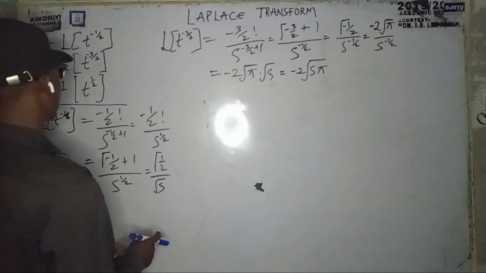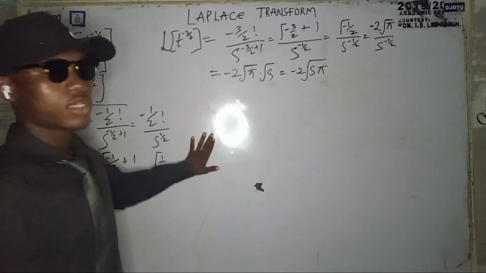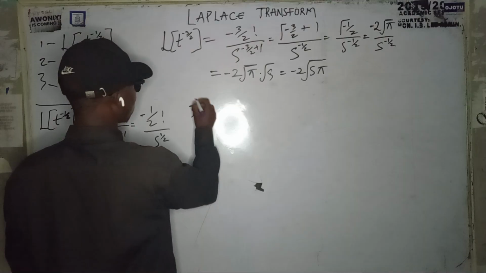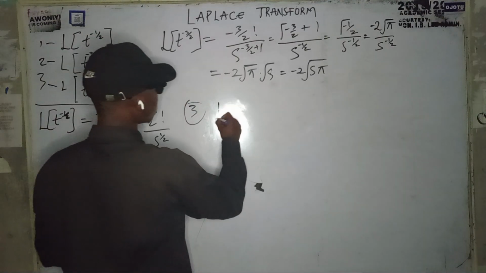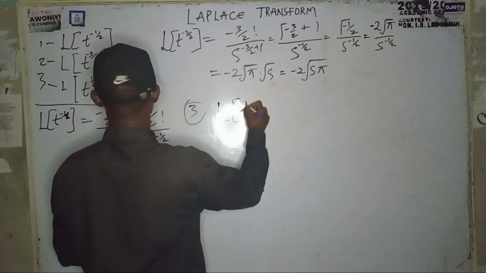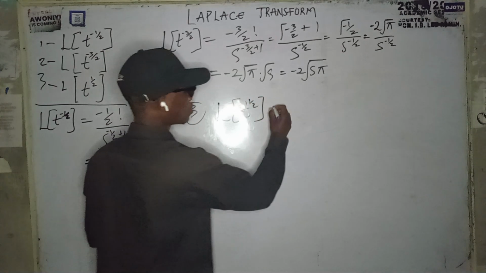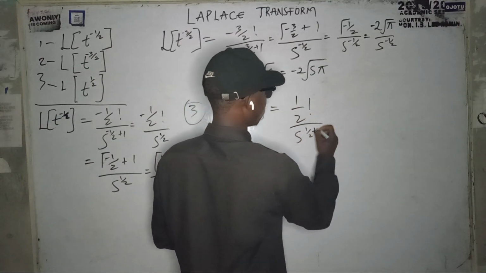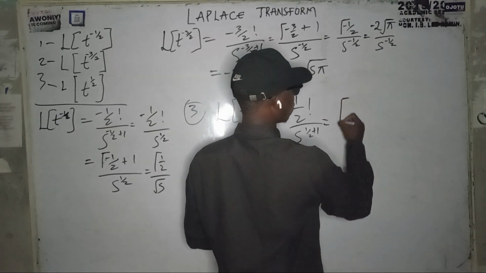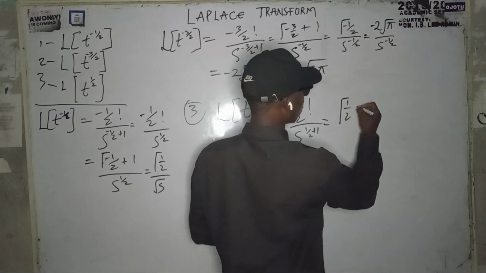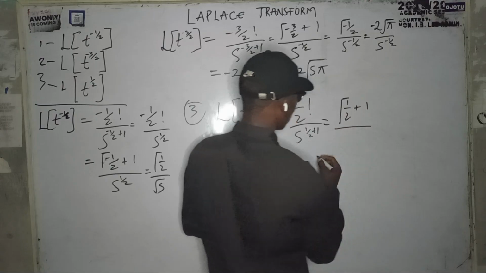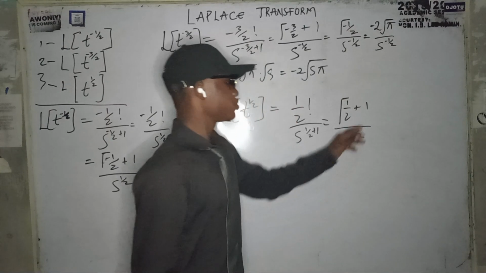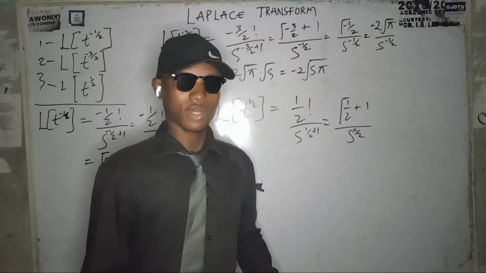And so we move on to our number 3 here, which is going to have another pattern. Our number 3 here is the Laplace transform of t raised to power 1 over 2. This is equal to 1 over 2 factorial over s raised to power 1 over 2 plus 1. And this is equal to the gamma function of 1 over 2 plus 1 over s raised to power 3 over 2. Now, if we just add this over here, it's going to be the gamma function of 3 over 2, which we do not need.